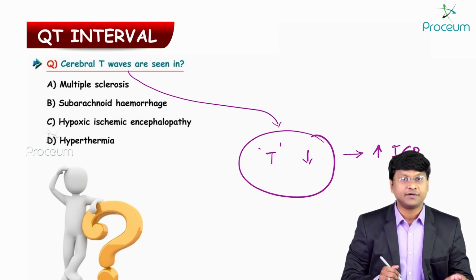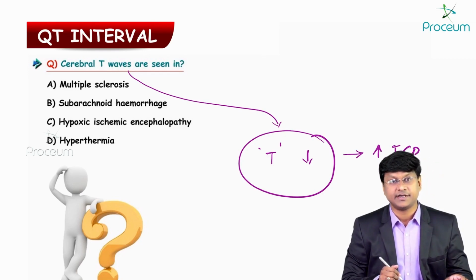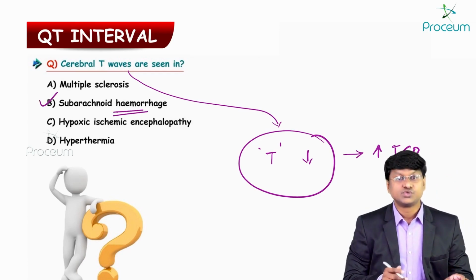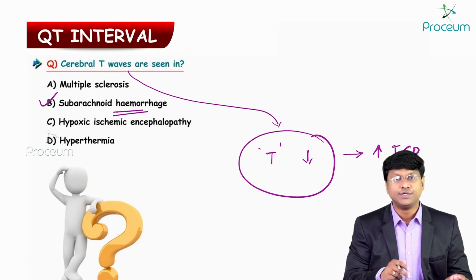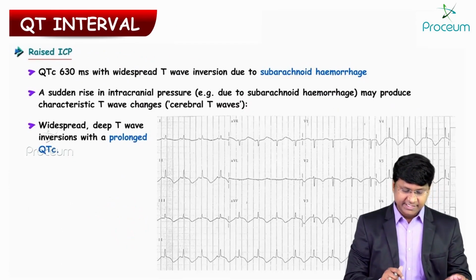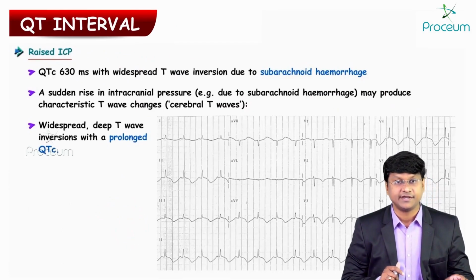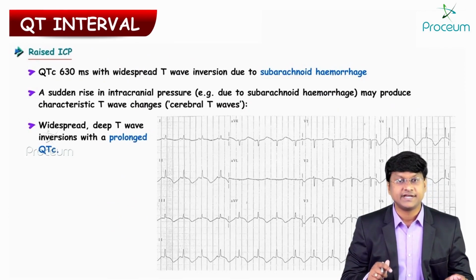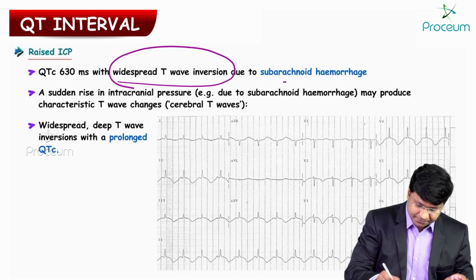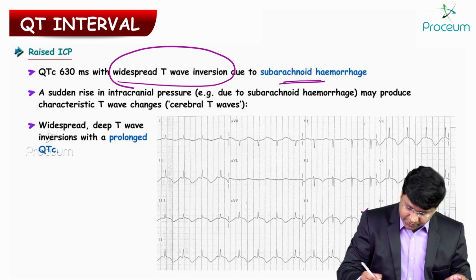Now, among the options given to you, where do you have this raised intracranial pressure? That is seen in patients with a subarachnoid hemorrhage. So in subarachnoid hemorrhage, you will have widespread T wave inversion, right? Now I'll just show you that ECG as well. So this is the ECG of the raised intracranial pressure. In raised intracranial pressure, you will have widespread T wave inversions, right? So these are your widespread T wave inversions.